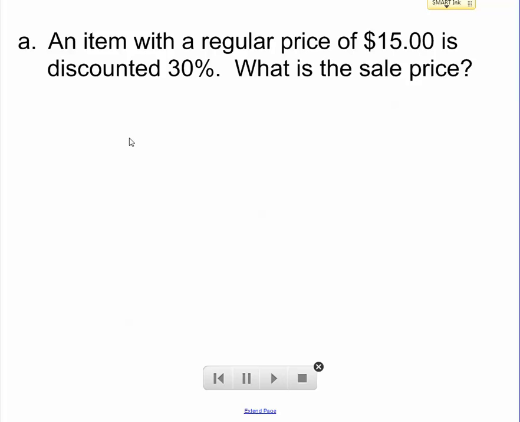An item with a regular price of $15 is discounted 30%. What is the sale price? Okay, so here's what we're going to do. We've got a regular price of an item. We're taking 30% off of that price. We need to find the sale price.